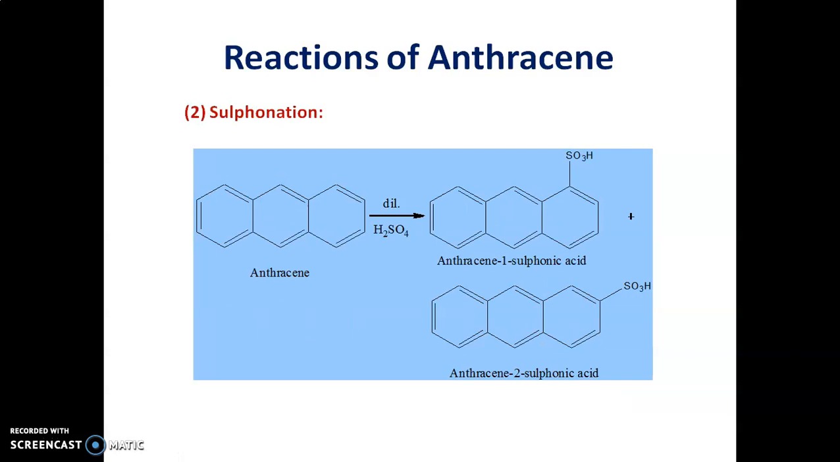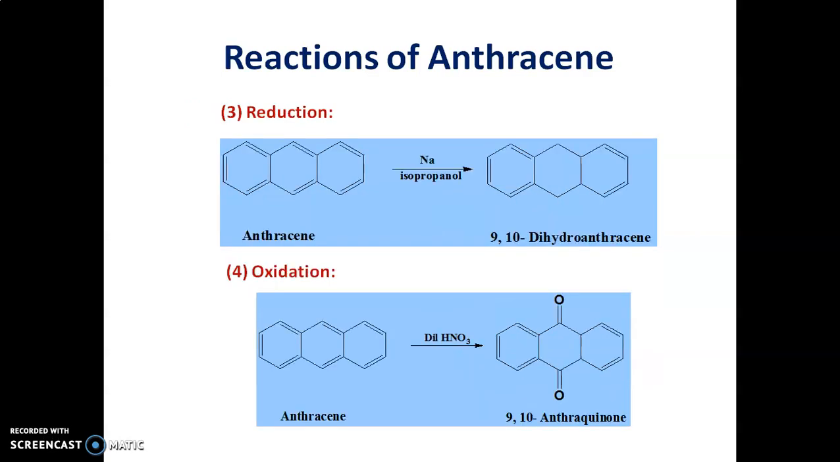The next reaction is sulfonation reaction. Sulfonation of anthracene with concentrated sulfuric acid at lower temperature gives anthracene 1-sulfonic acid, and at higher temperature it yields anthracene 2-sulfonic acid. So we get two different products depending upon the temperature conditions.